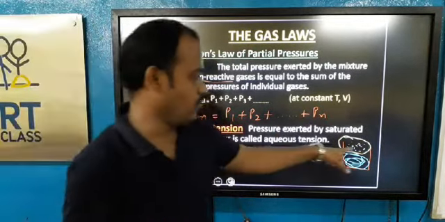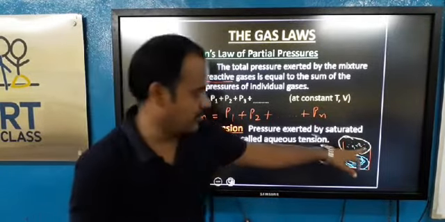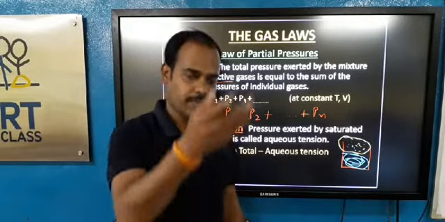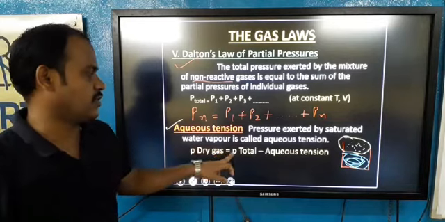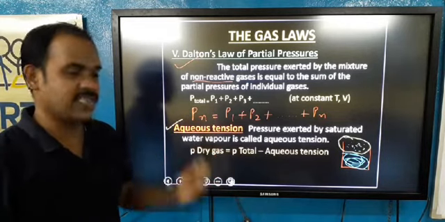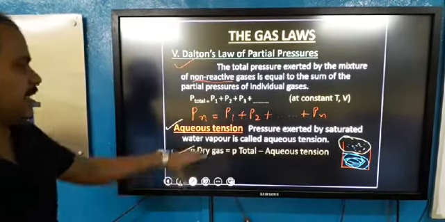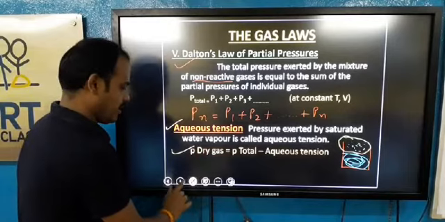And now if you calculate the pressure of dry gas, the pressure of dry gas is equal to total pressure minus pressure of water vapor, and pressure of water vapor is known as aqueous tension. So pressure of dry gas is equal to total pressure minus aqueous tension. Really, this is the equation for calculating pressure of dry gas.